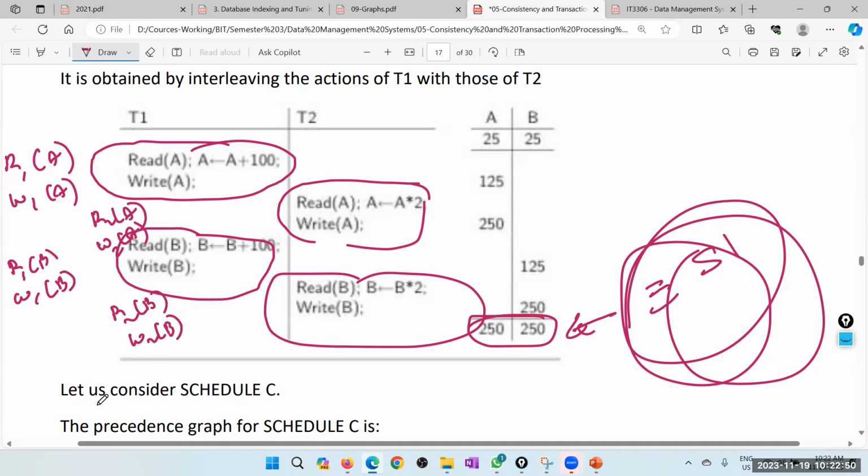Now we can draw the precedence graph. This is read, this is write, but the same transaction. This is write and this is read. So therefore there's a possible conflict: same data, two transactions, and one of the operations is a write.